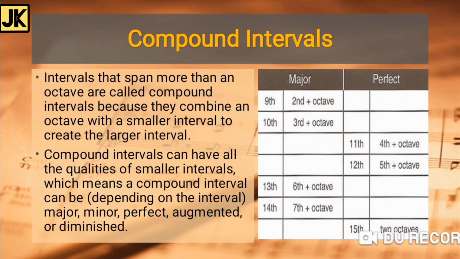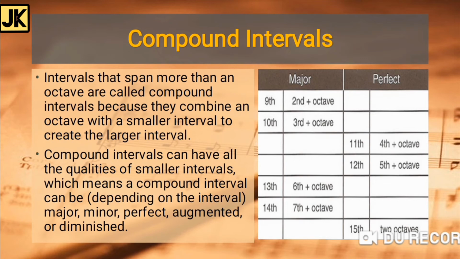Till now, all the intervals we saw are well within an octave. Intervals that span more than one octave are called compound intervals because they combine an octave with a smaller interval to create the larger interval. Example, the 9th interval here is nothing but a second interval higher than an octave. Similarly, the 10th interval is a third interval an octave higher.